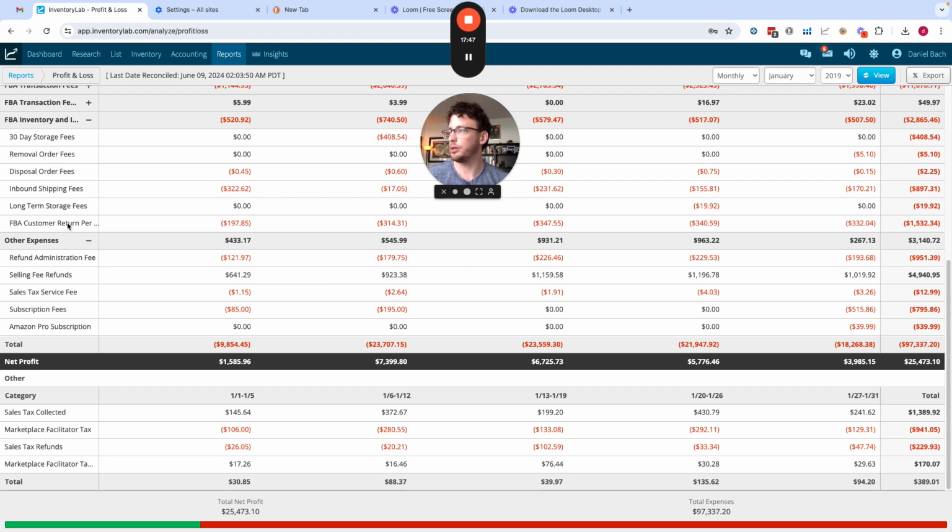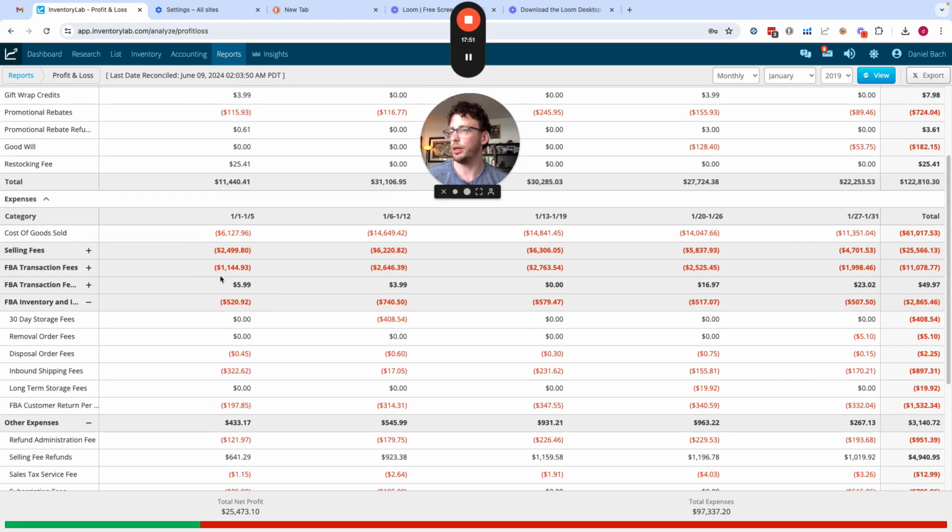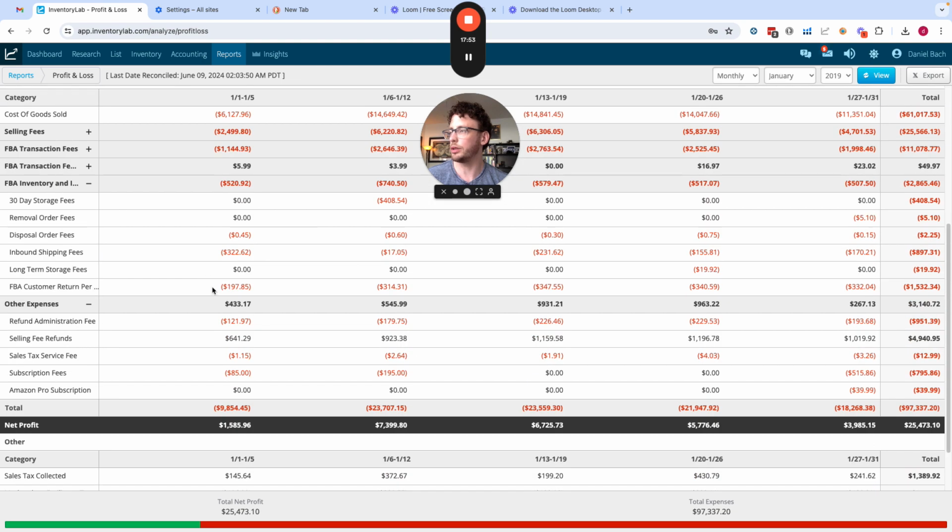Customer return, let's see, per unit fee. So any of these refunds that also involved a return to FBA, these are the fees we paid to have it restocked, essentially. $1,532.34. Got to watch out for that one.